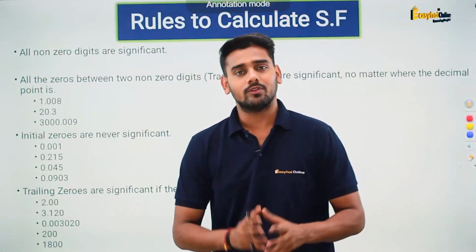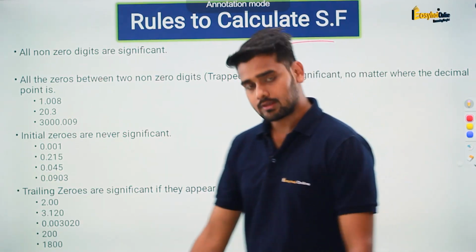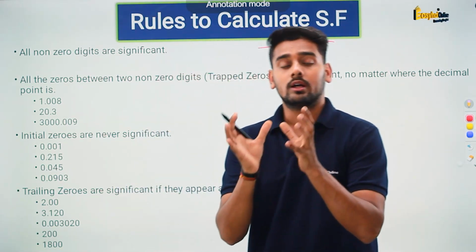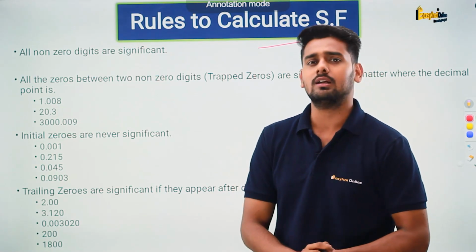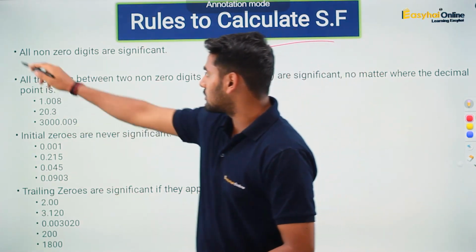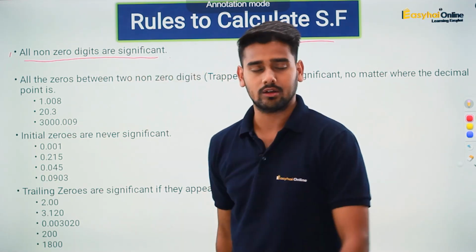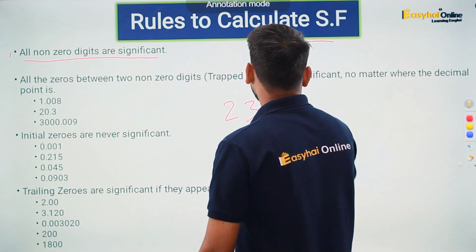Now we will begin with the rules to calculate the significant figures. There are different rules, and how do you calculate the number of significant figures in any digit? Okay, so let us look at the first rule, which is all non-zero digits are significant. So for example, here 2, 3, 4, 1.